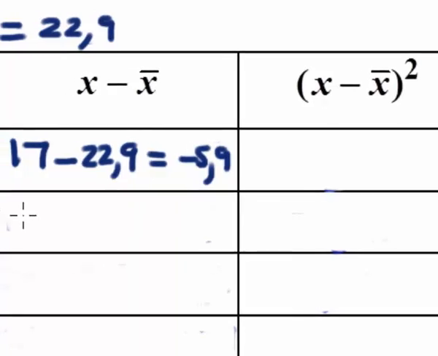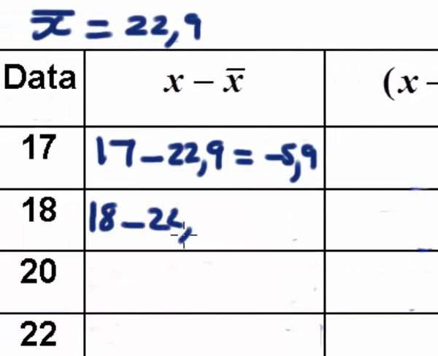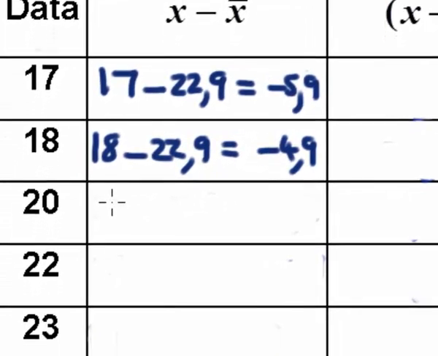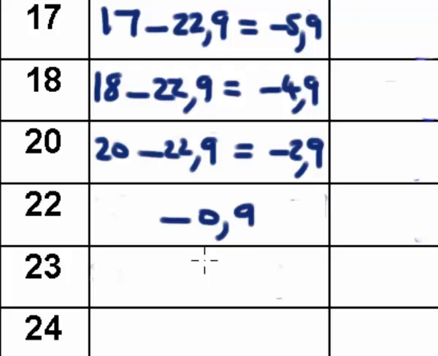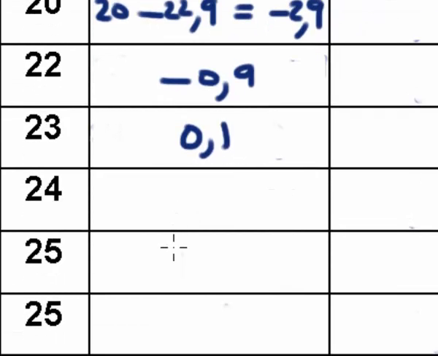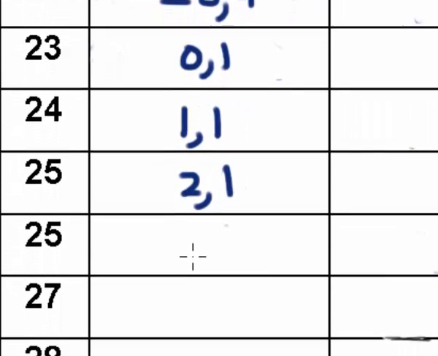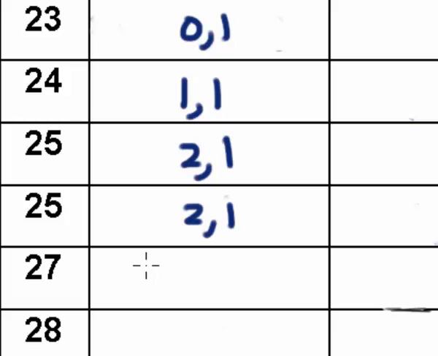We'll come to this in a moment. Now we take 18 and subtract the mean. What does that give us? Negative 4,9. And so you go on. We get 20 minus 22,9, and that gives us minus 2,9. And 22 minus the mean gives you minus 0,9. Then 23 minus 22,9 gives you 0,1. And so we go on. 24 minus 22,9 is 1,1. Then we get 2,1 and 2,1 again. 27 minus 22,9 is 4,1, and then we've got 5,1 at the bottom there.